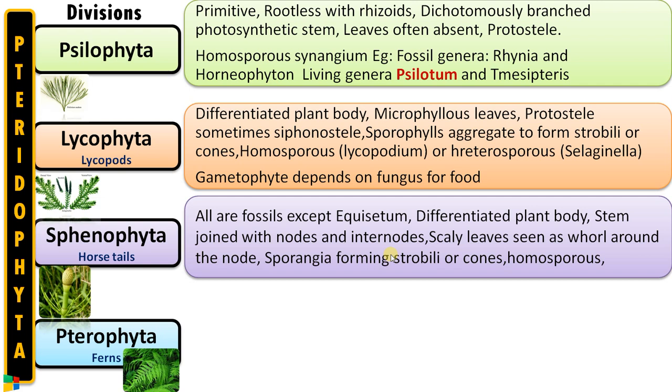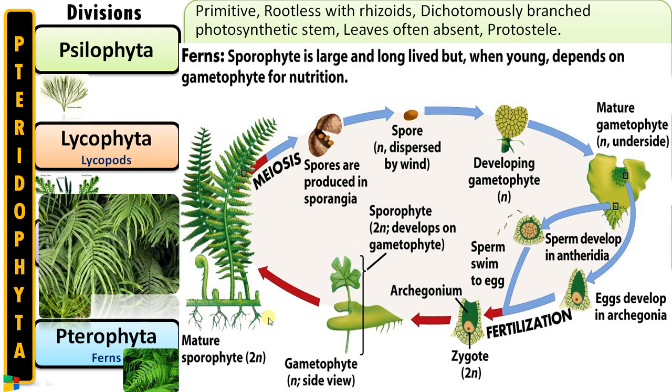And the final division, the most advanced group, is Pterophyta, the ferns. We are very much familiar with these ferns. The plant body is well differentiated with a rhizomatous stem with roots. The leaves are macrophyllous, or big leaves, which are called fronds. Young leaves show this coiling, which is called circinate vernation. The spores in the case of Pteris are homosporous. The gametophyte has both male and female sex organs. It produces egg and sperm that fuse to form the zygote, and the zygote gives rise to the sporophyte again. The sporophytic plant is dependent on the gametophyte at the beginning.